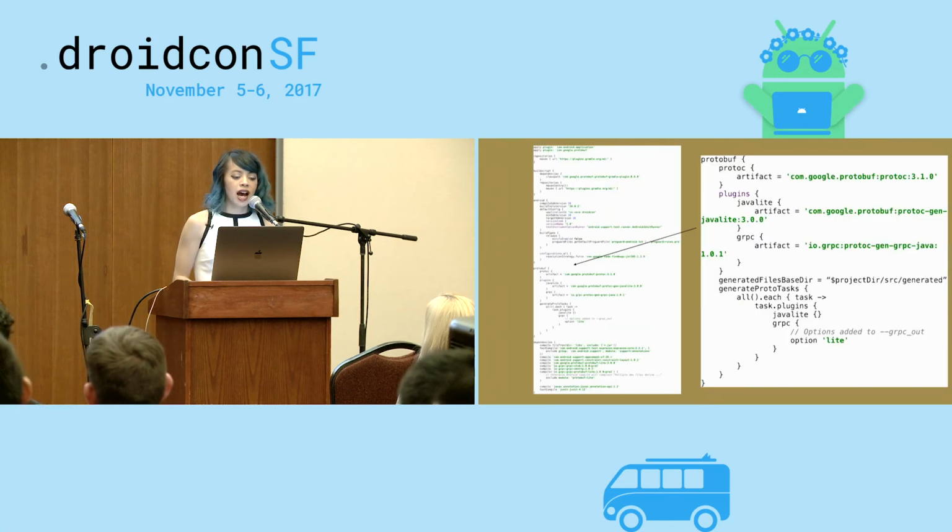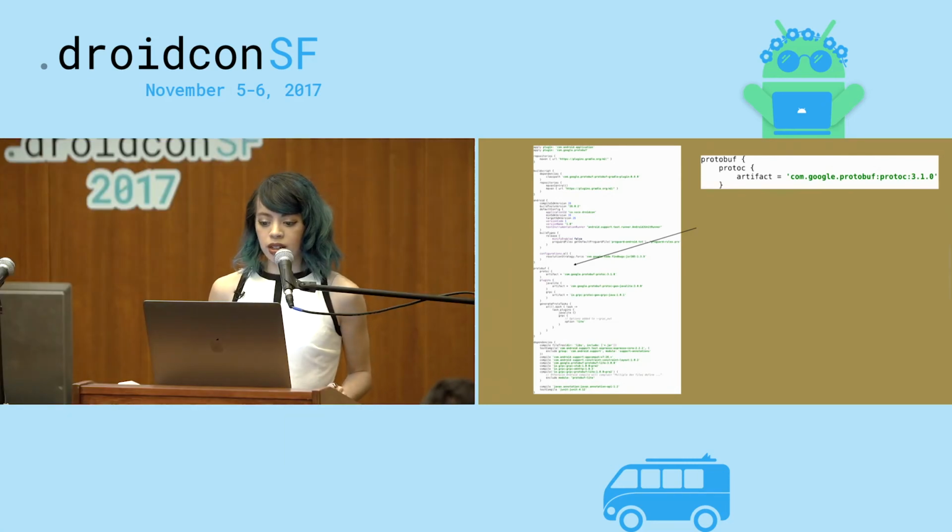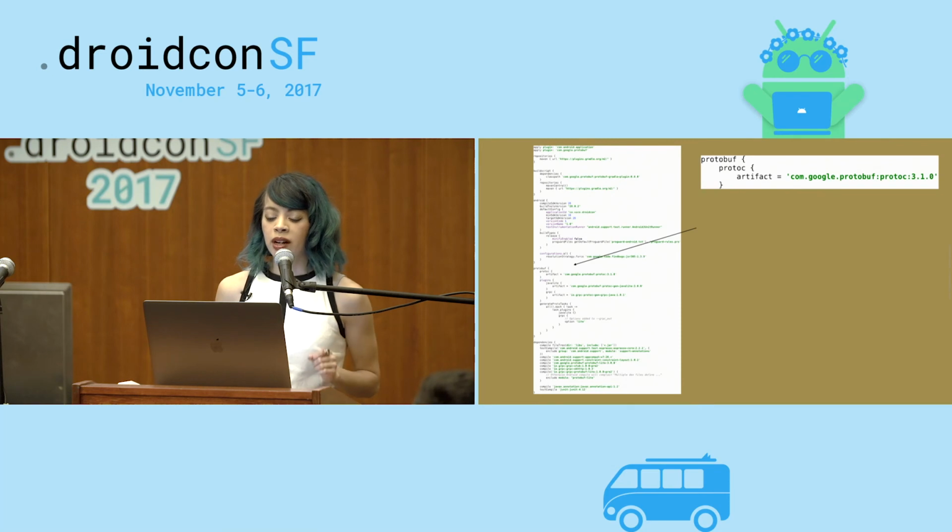And lastly, we have to add this protobuf block to our build.gradle. So I'm going to start at the beginning and break down what's going on. So first we have to define this protoc plugin. We have to define where protoc is coming from, and this says that we're going to download it. If you want to use your own version of protoc that is local, you can do that too.